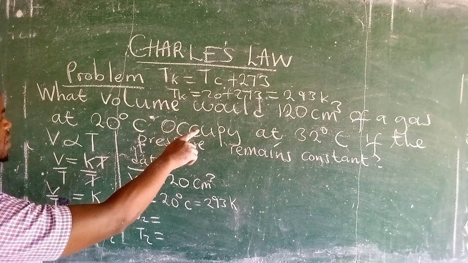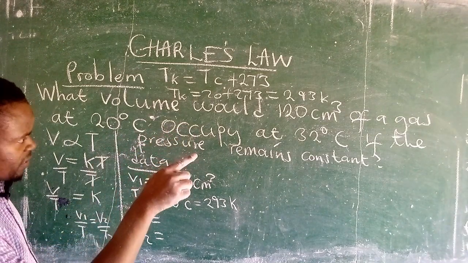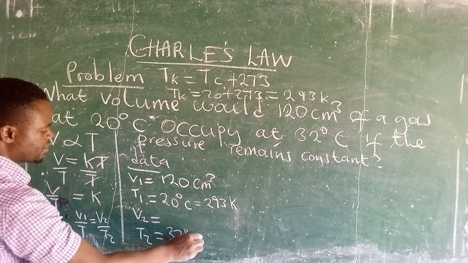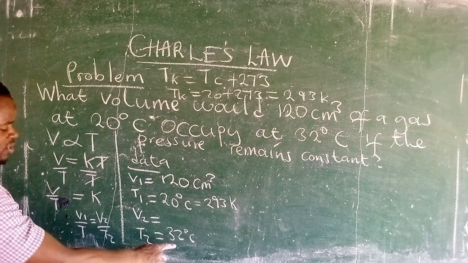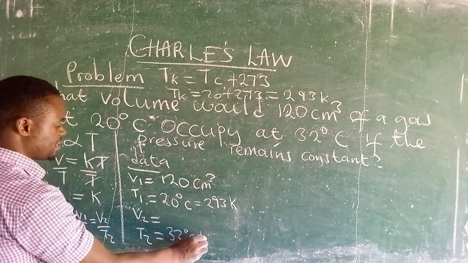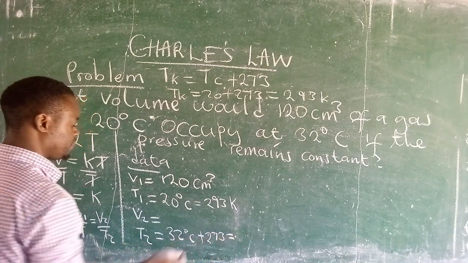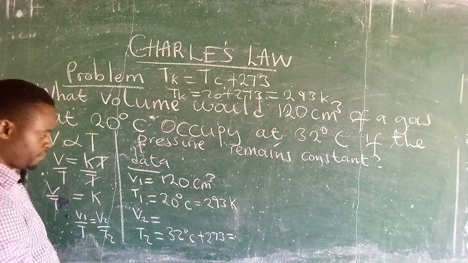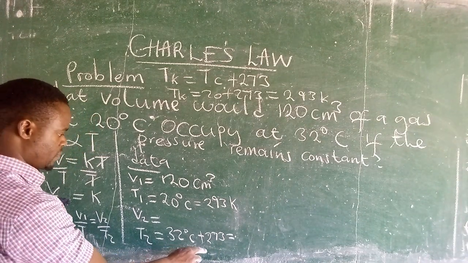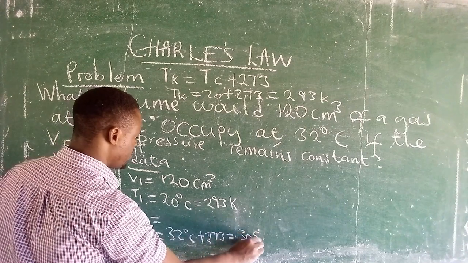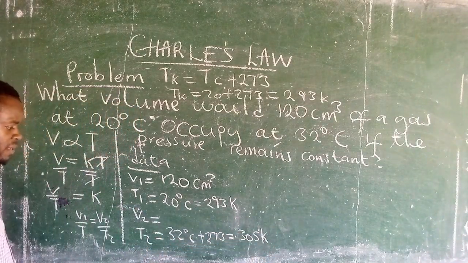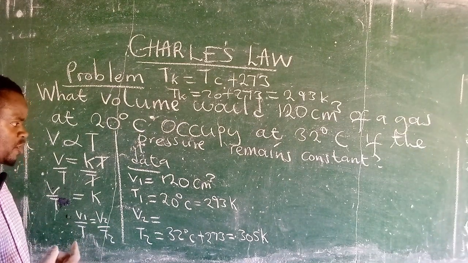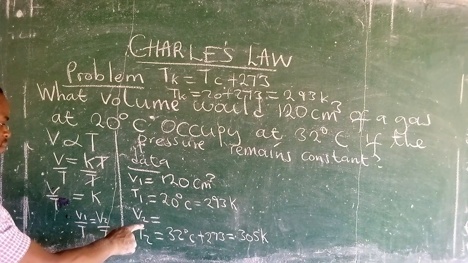So volume 2: what volume would 120 of gas occupy at 32 degrees? We've been given temperature 2, which is 32 degrees Celsius. So you need to convert this into kelvins by adding 273 using the same formula. That gives us 305 kelvins. So volume 2 is what they want us to resolve. We have those three quantities, and we are remaining with V2.